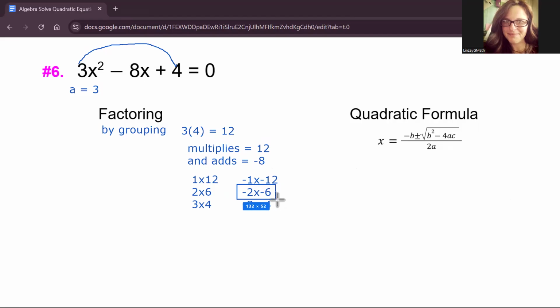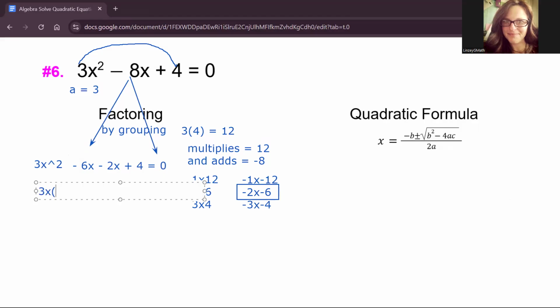Negative 2 times negative 6 is positive 12, and negative 2 plus negative 6 is negative 8. So let's rewrite our quadratic. I'm going to break up the middle term using negative 6x and negative 2x. And now we can factor out the greatest common factor of the first two terms, 3x. And we're left with x minus 2. Then we'll factor out a negative 2 from the second two terms.